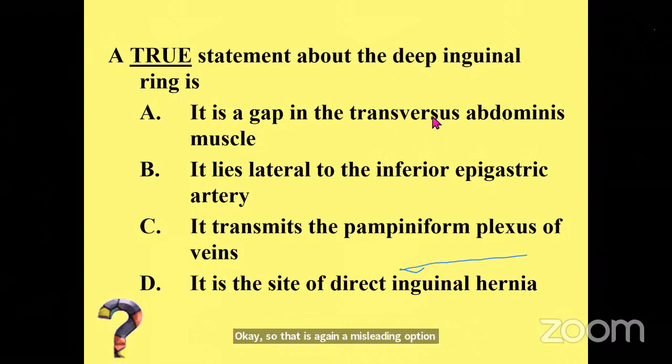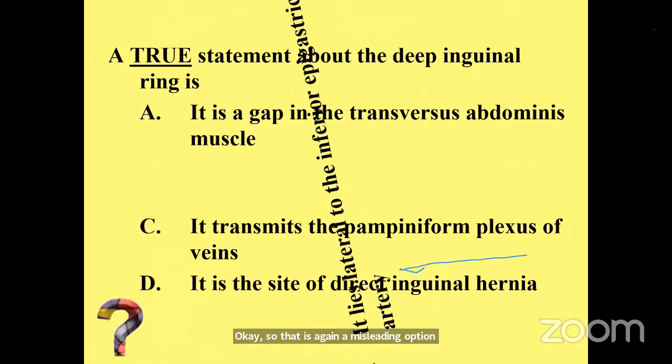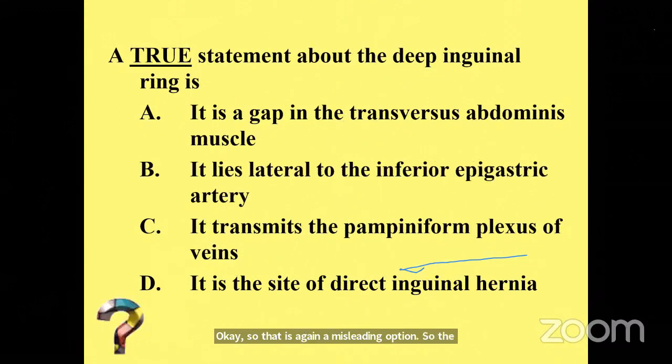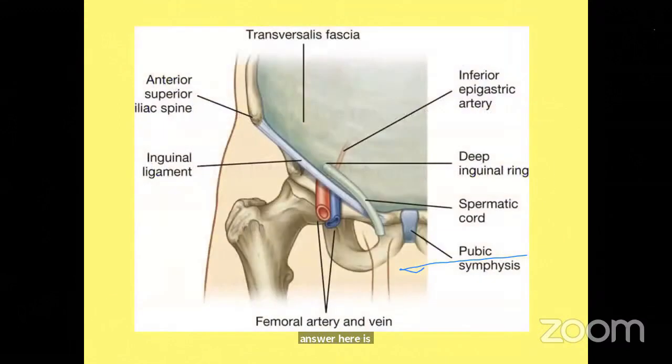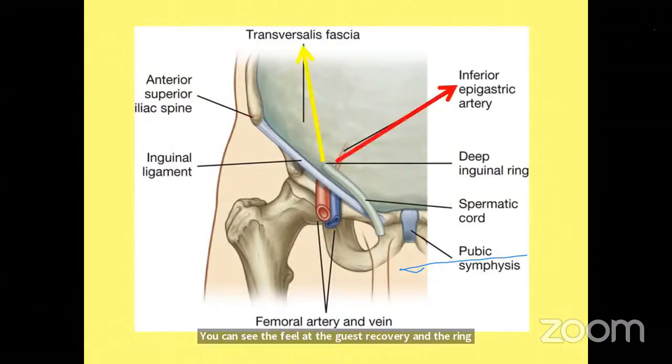So the answer here is that the deep inguinal ring is lateral to the inferior epigastric artery. This is how the relation looks. You can see the inferior epigastric artery and the ring lying lateral to it. And it is a defect in transversalis fascia, or fascia transversalis.